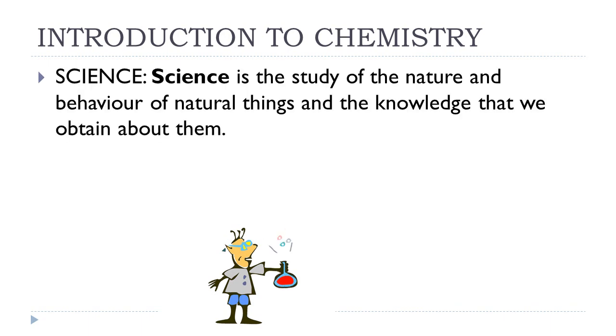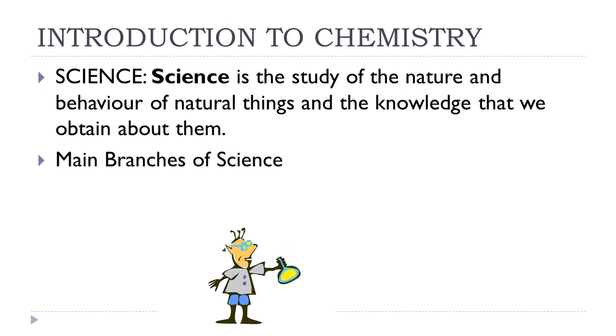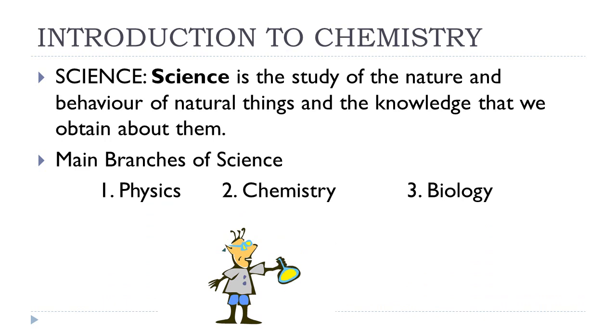First of all, what is science? Science is the study of the nature and behavior of natural things and the knowledge that we obtain about them. So, what are the main branches of science? The 3 main branches of science are physics, chemistry, and biology.